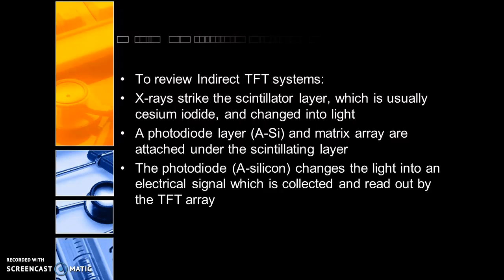So to review your indirect TFT systems, X-rays hit the scintillator layer, which is normally cesium iodide, and change into light. The photodiode layer, which is amorphous silicon, and then the matrix array is underneath that. So they hit the scintillator first, then the photodiode, then the matrix array. The photodiode layer is responsible for changing the light into the electric signal, which is then collected and read out by the thin film transistors.